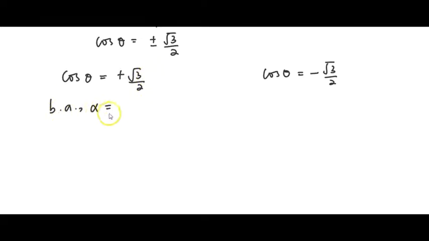Basic angle, I give the symbol as alpha. How do you get your basic angle? We'll just take the arc cos of sqrt(3)/2. Just take the value over here, yeah? And use your calculator. Or for those who already memorized, you can remember this is actually a special angle. You can directly get it as 30 degrees. This is your basic angle.